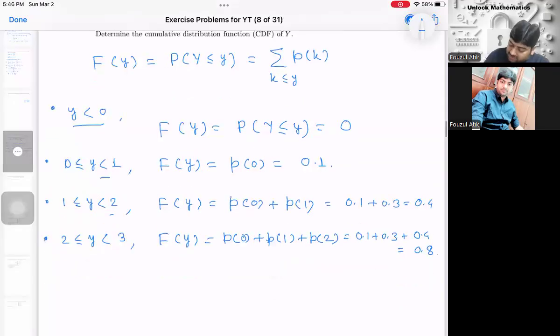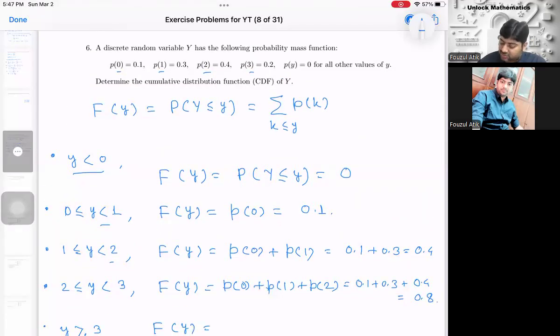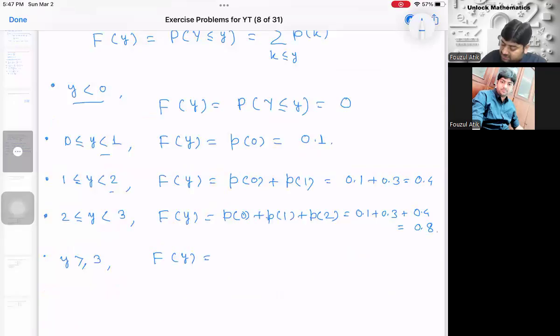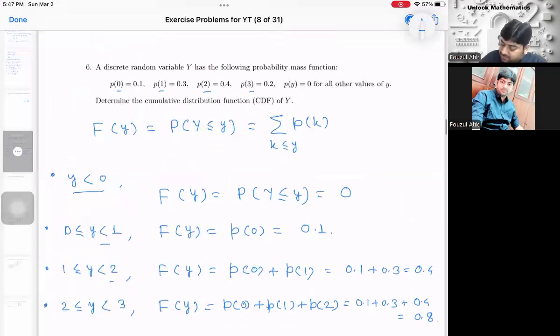And the last one is whenever y is greater than or equal to 3. That means suppose y equals 4. Then for F of y, you have to take all the probabilities up to 4, the addition of all. So what things are possible in this case? 0, 1, 2, 3, all cases are possible. So it is p of 0 plus p of 1 plus p of 2 plus p of 3. Now up to these three values, the value is 0.8 and p of 3 is 0.2.